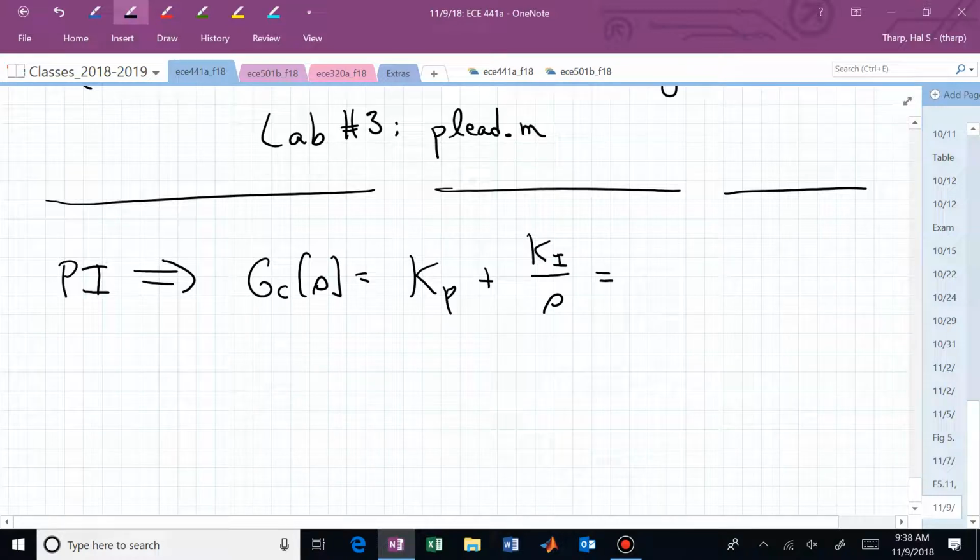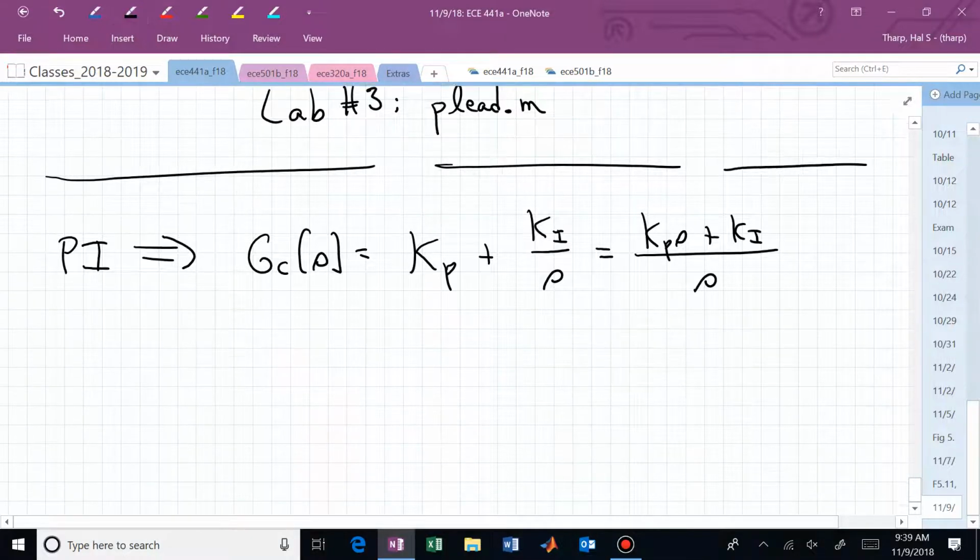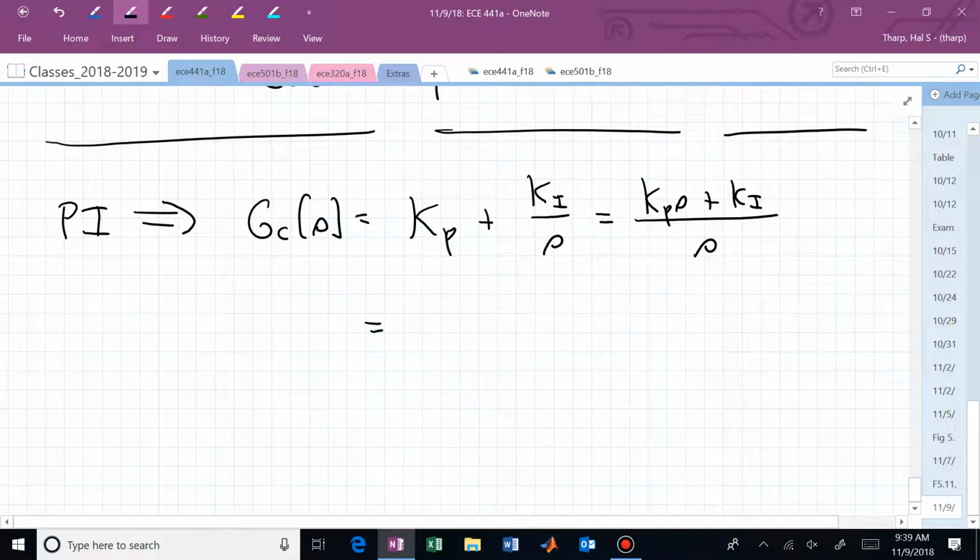If we now said, well, I can't see what that's doing, that's a parallel combination of proportional and integral on your error signal. But if we put that over a common denominator, this is looking kind of familiar. So now let's factor out K sub P.